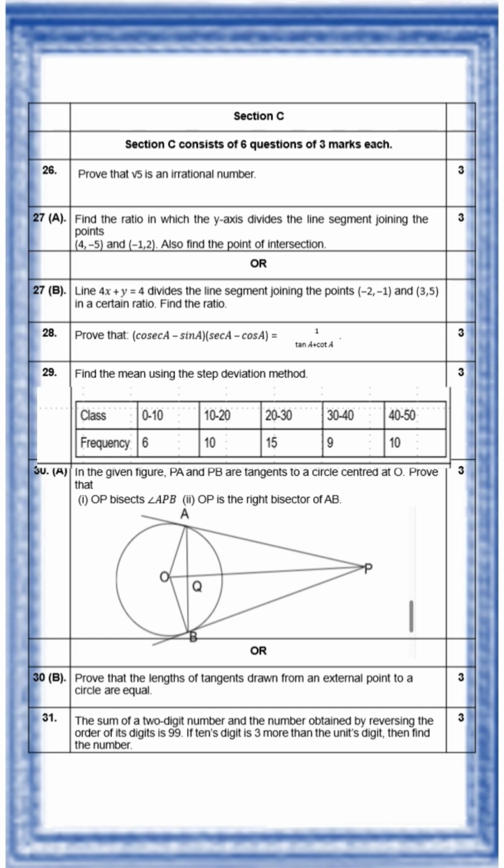Now let us solve question number 28 from section C. (cosec A minus sin A) into (sec A minus cos A) is equal to 1 by (tan A plus cot A). Now take the LHS. Let us convert cosec A and sec A in terms of sin A and cos A.